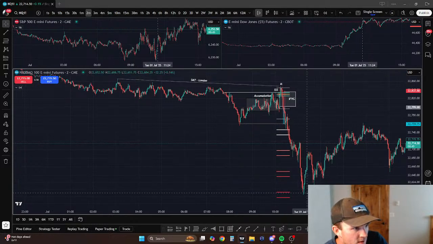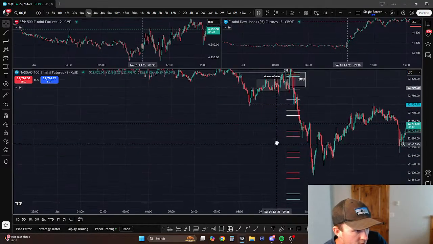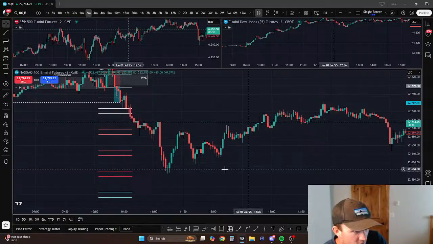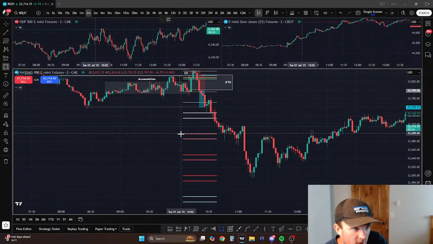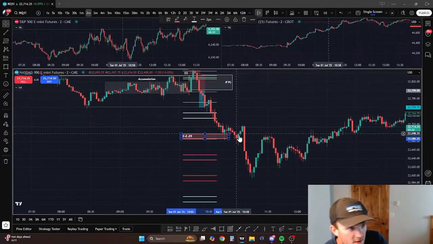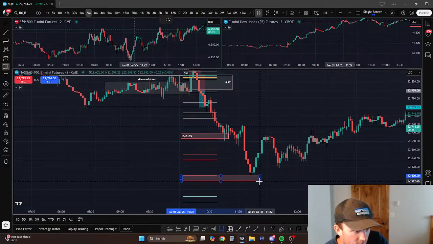Look how perfectly we go to that fourth standard deviation measured from body to body. And as well, look how perfectly we go to the second standard deviation. So this is what I mean when I say the market runs on this, because look at how perfectly we go to these standard deviations.